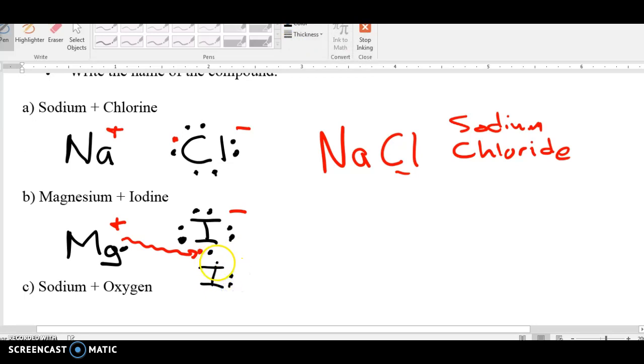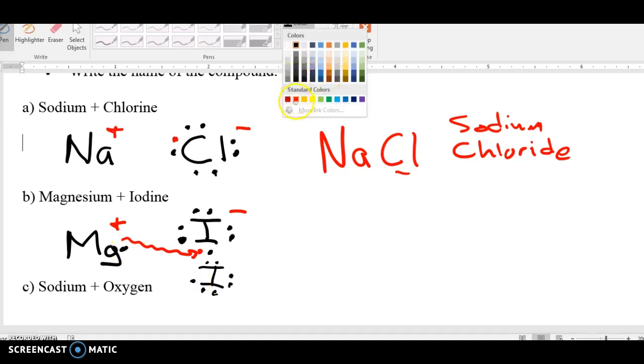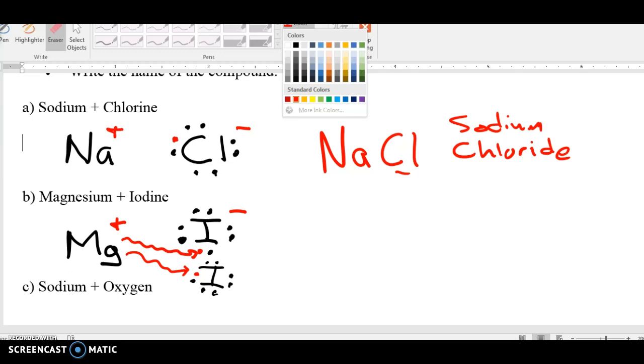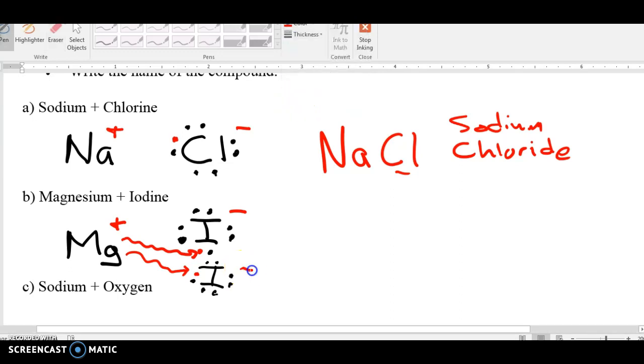1, 2, 5, 6, 7. This electron then can go. It's lost over here. All right, this iodine ion is now -1. Magnesium is now 2 plus because it lost 2 electrons. Magnesium's happy, iodine's happy, iodine's happy. Our formula, MgI2.